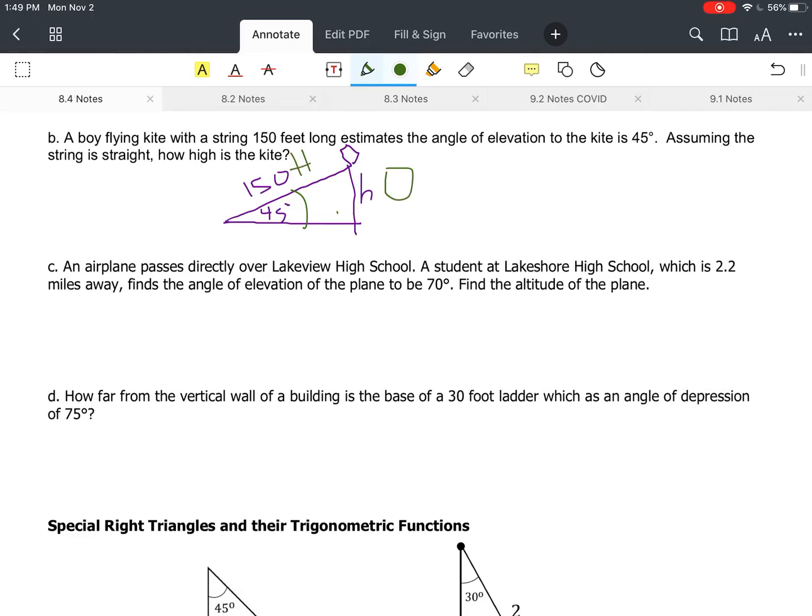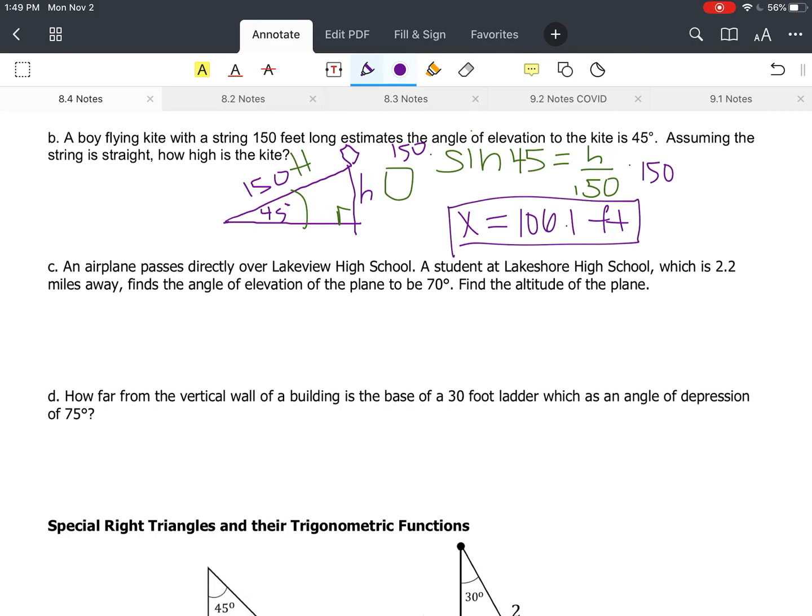Well, 45 is my reference angle, so I'm going to label my sides based off of that. H is opposite. 150 will be the hypotenuse of this right triangle. Opposite and hypotenuse is sine. So I'm going to say the sine of 45 degrees equals h over 150. My h is in the numerator, 150 is in the denominator, so I'm going to multiply both sides by 150. 150 times sine 45, put that in your calculator, and you're going to get 106.1, and my units will be feet.